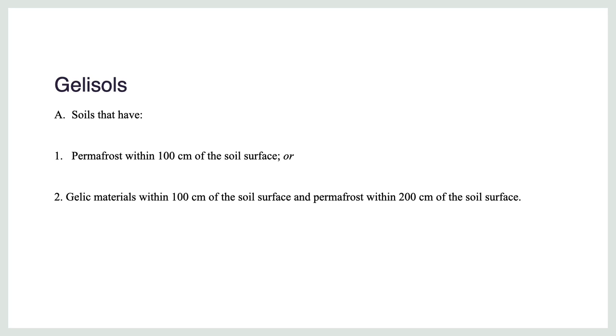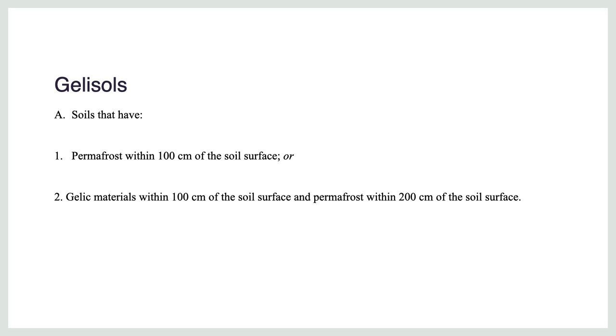Okay, so we have here the word or. So if a soil profile has permafrost in the first 100 centimeters, it should be classified as a Gelisol. Or if the soil presents gelic materials in the first 100 centimeters below the soil surface, and the permafrost is present in the first 200 centimeters of the soil surface.